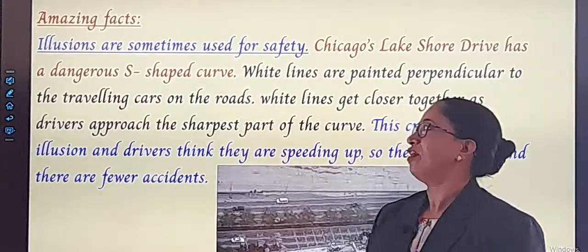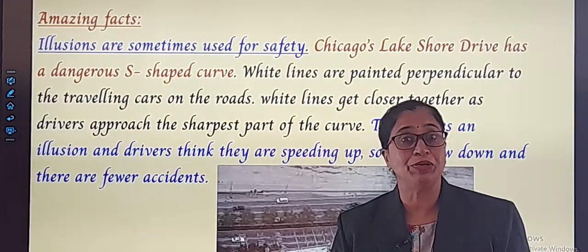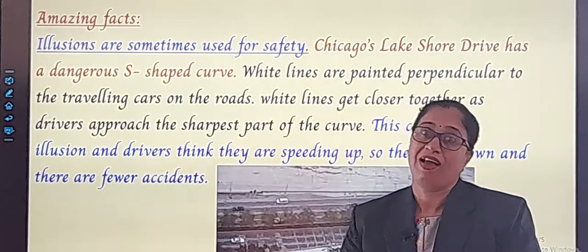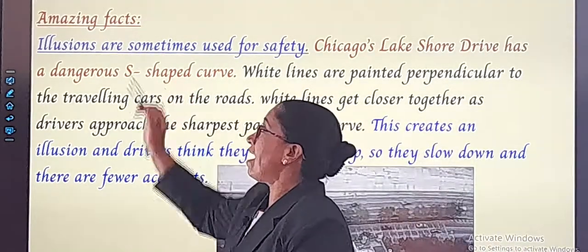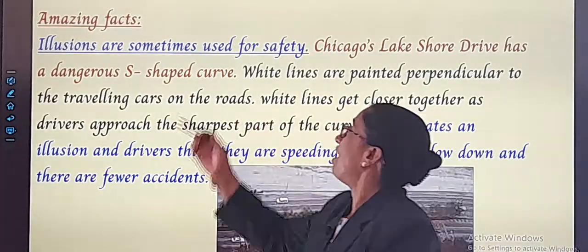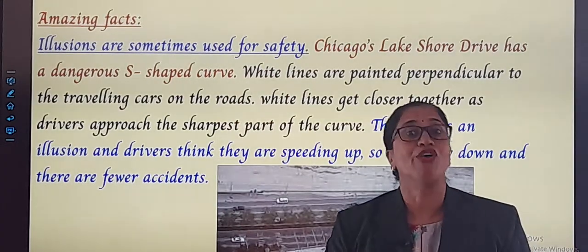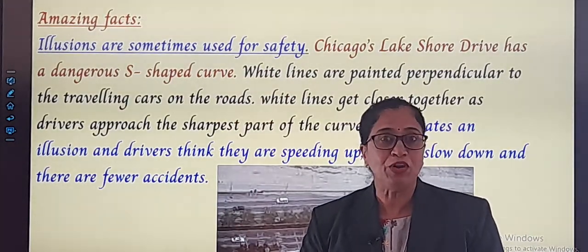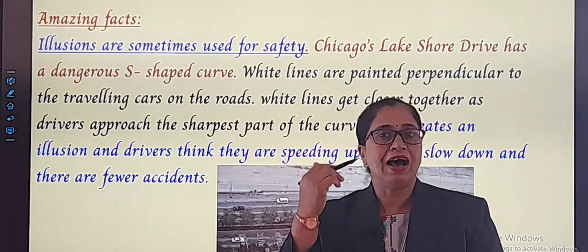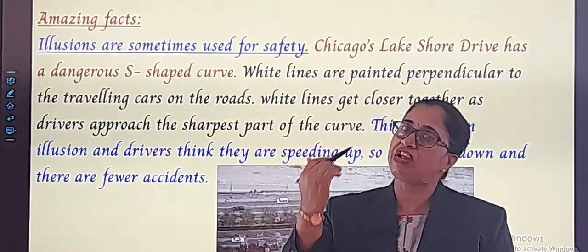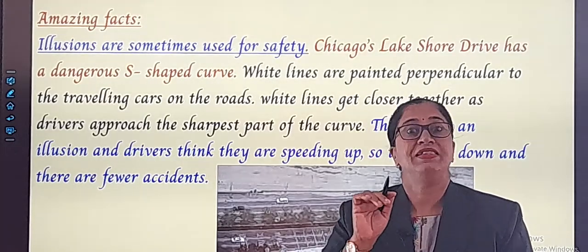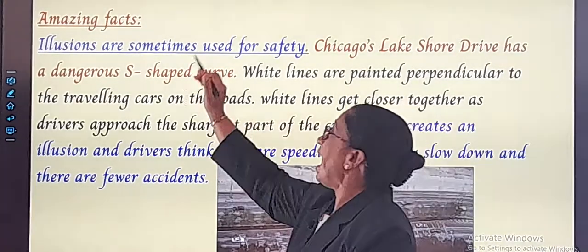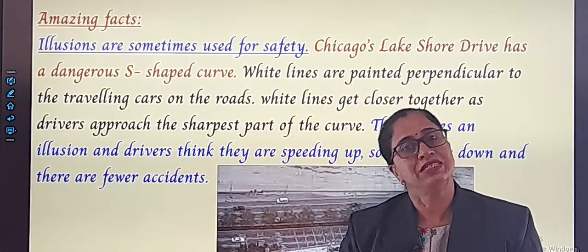So students, now that you have learned about optical illusion, you must be wondering, how is it going to help us? Yes, the amazing fact is illusions are sometimes used for safety. Because we know that at times our eyes and information trick our brains to believe certain things which are actually not. This illusion can be actually used for safety.